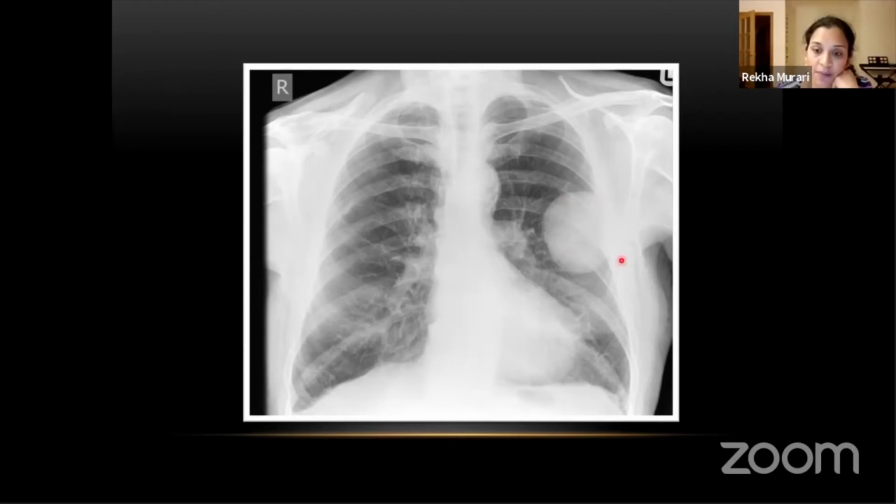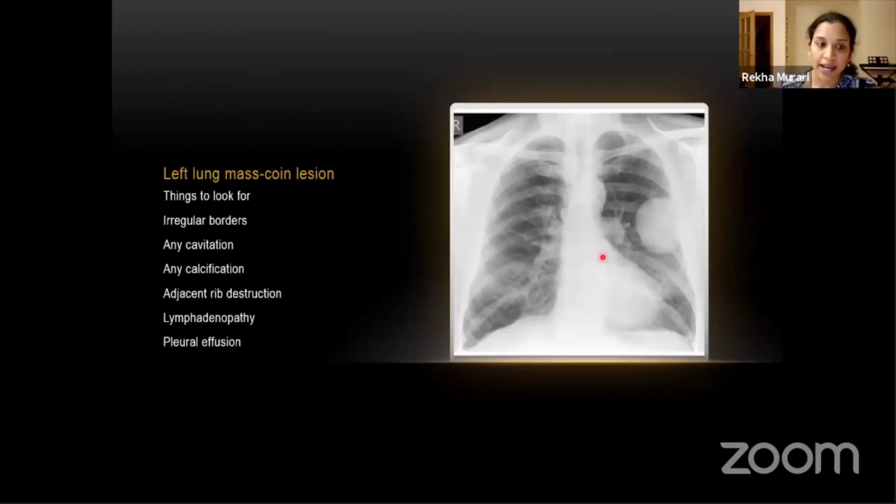So basically, when you see a lung mass, the things that you need to look for are: are the borders irregular? This seems to have a really round and well-defined border. Generally, if it is a cancer, it has a spiculated, irregular border. Is there any cavitation? For this, I don't see any cavitation. It's really smooth. And is there any calcification? Some malignancies have calcification within them, and some don't. In general, if it is benign and long-standing, it can have some calcification. So that kind of points you towards benign or malignant.